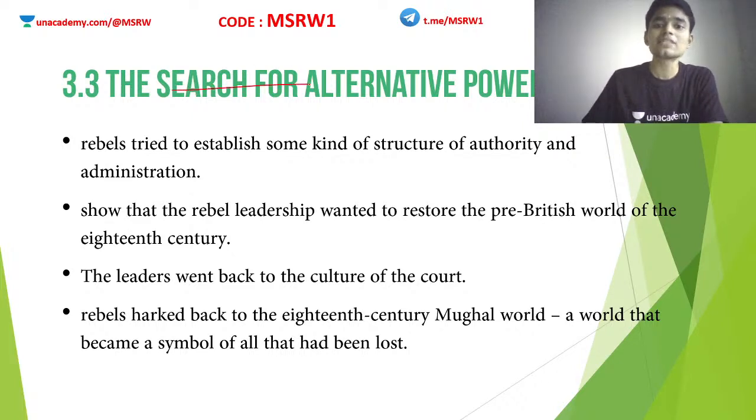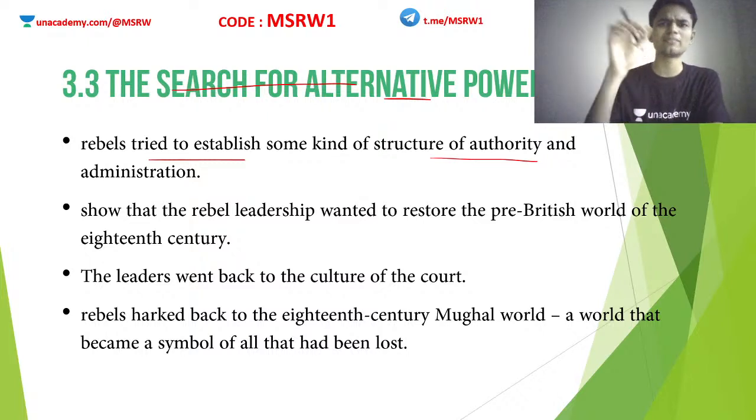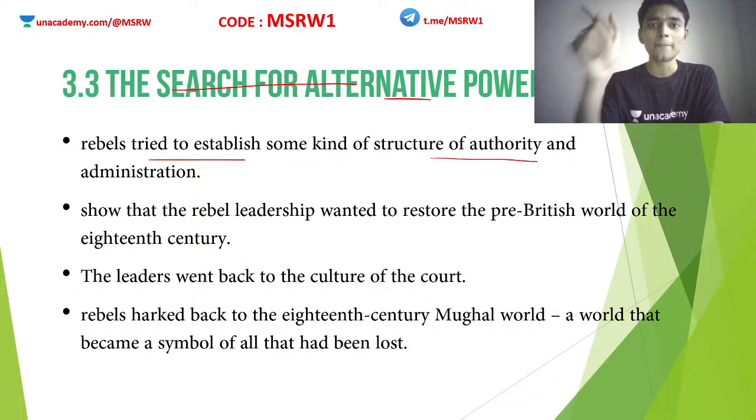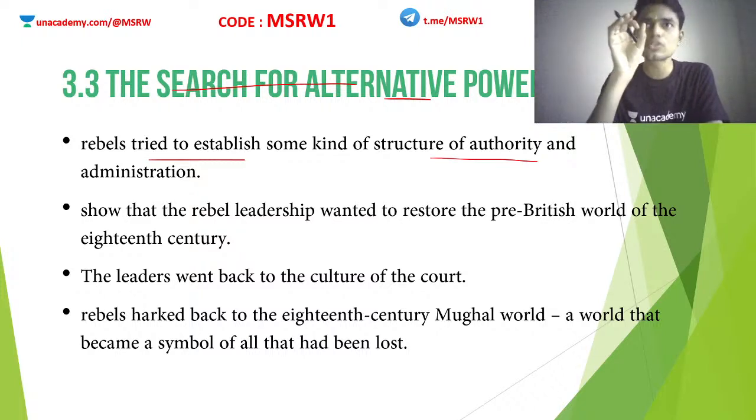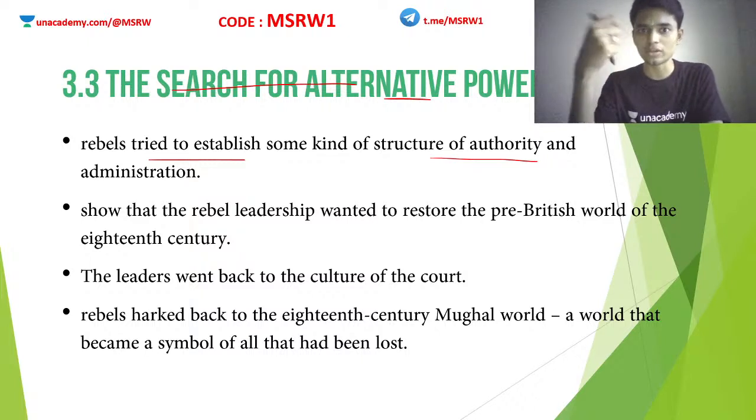Now, the search for alternative power. Rebels tried to establish some kind of structure of authority and administration. Once they revolted, in many places, for a very short period of time, rebels were able to conquer certain territories. For example, Delhi was under rebel control for a very short time, maybe a few months. But even in that short period of time, rebels actually set up some alternative methods of authority. They set up their own government, their own method of administration.